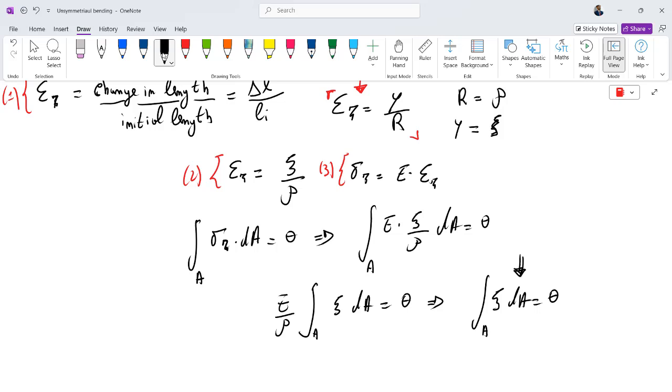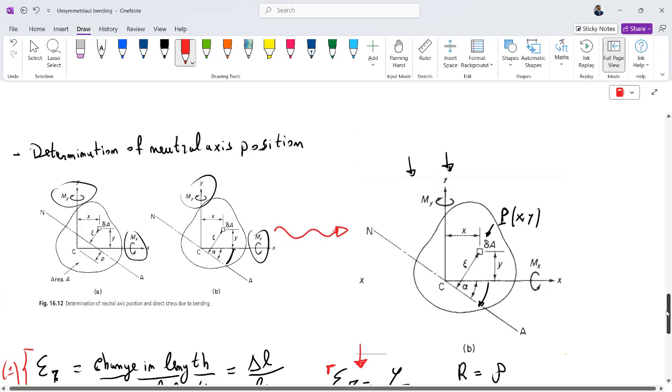What does this equation tell us? The third equation tells us that the neutral axis passes through the centroid of the cross section. Clearly you can see here, this is the centroid of the cross section.